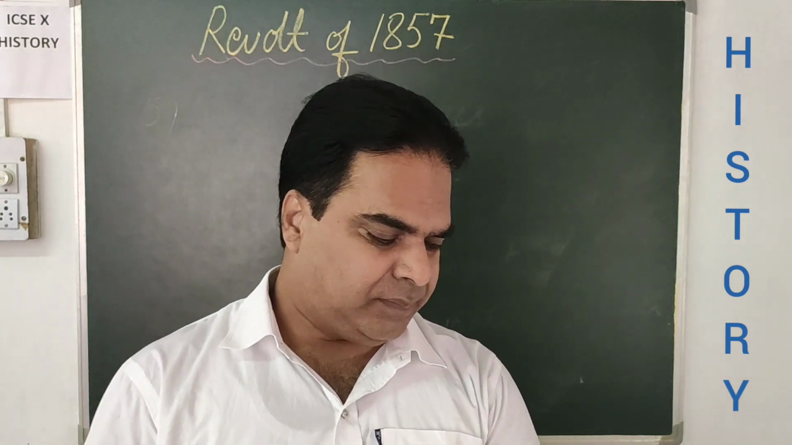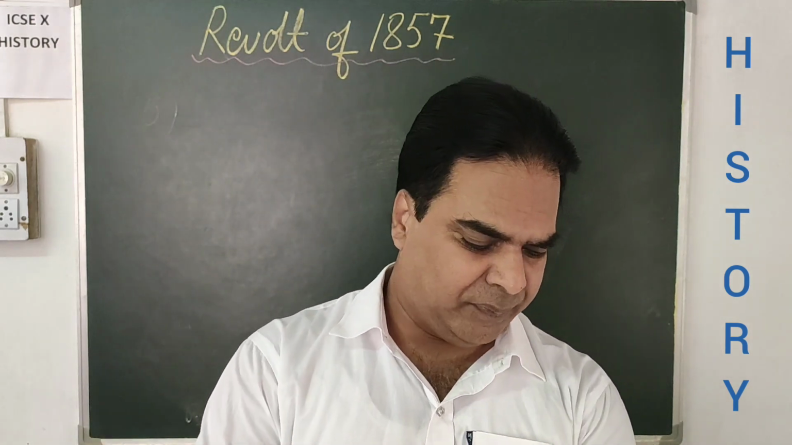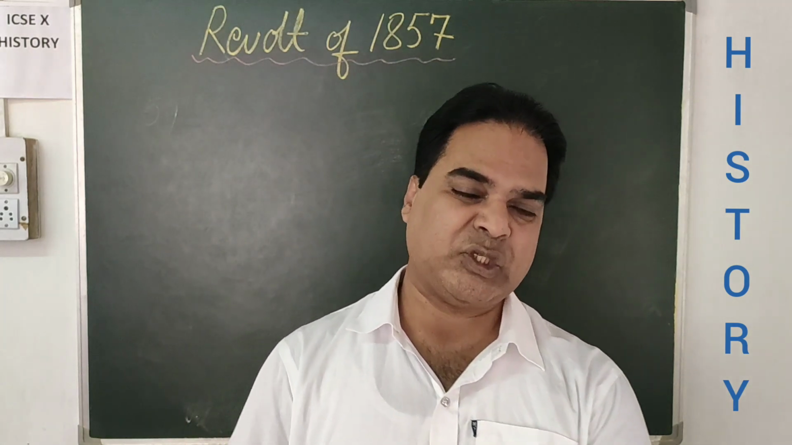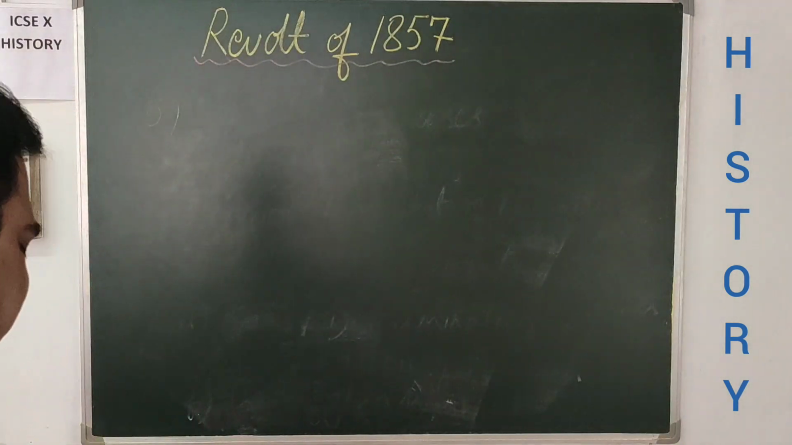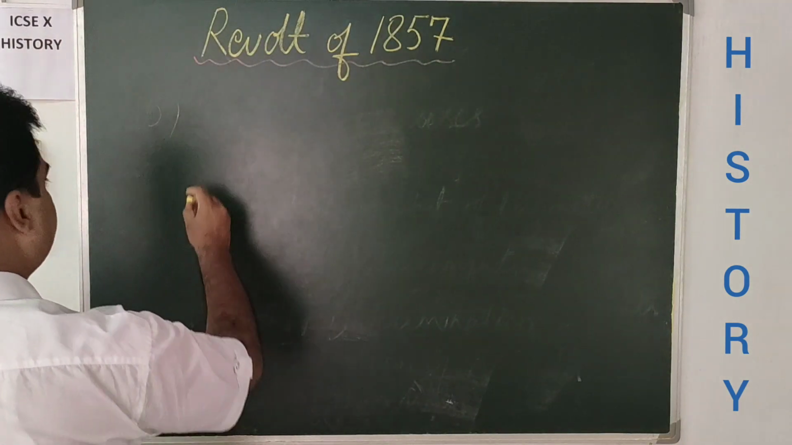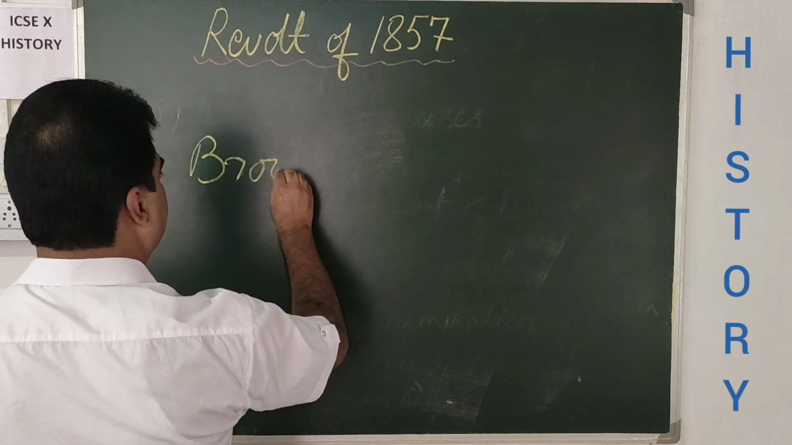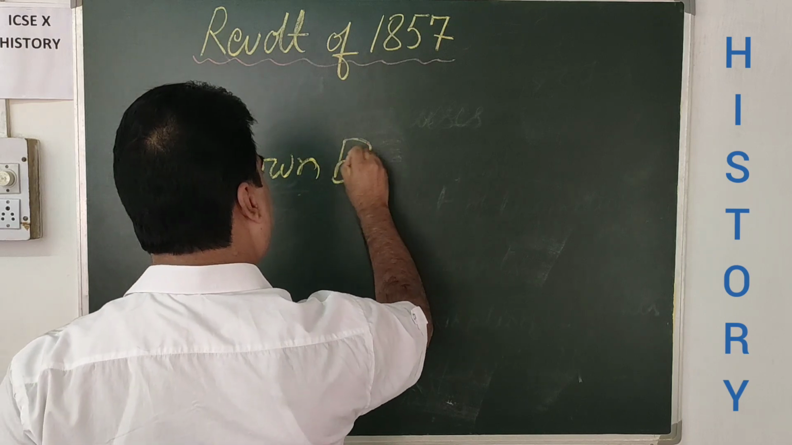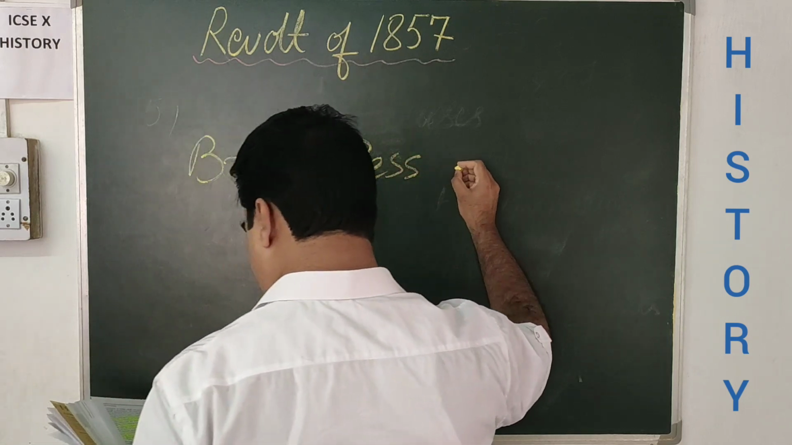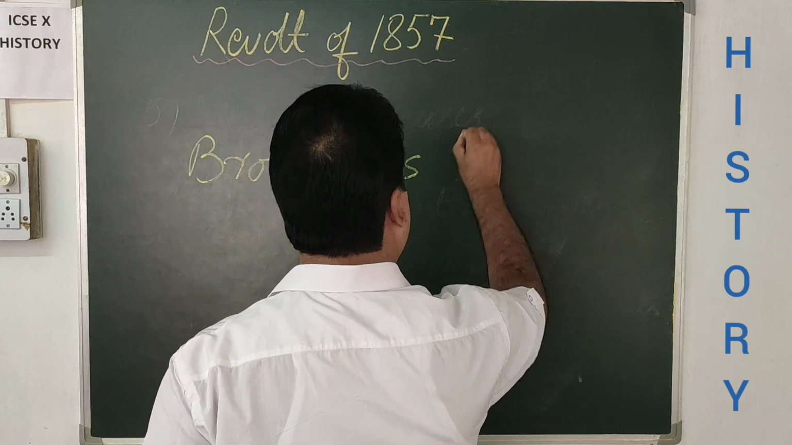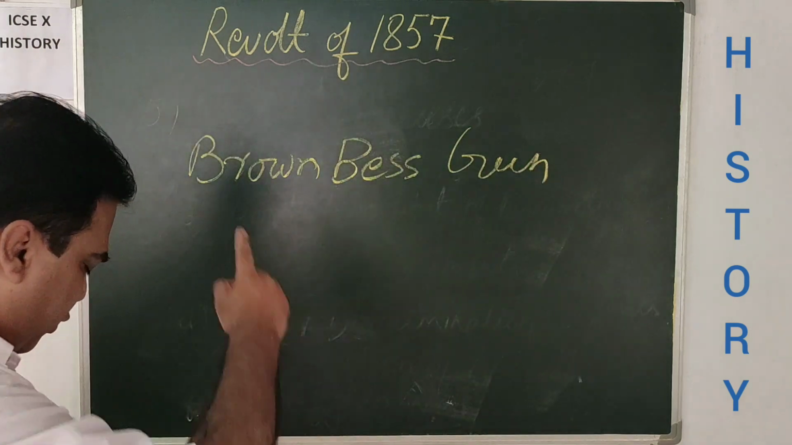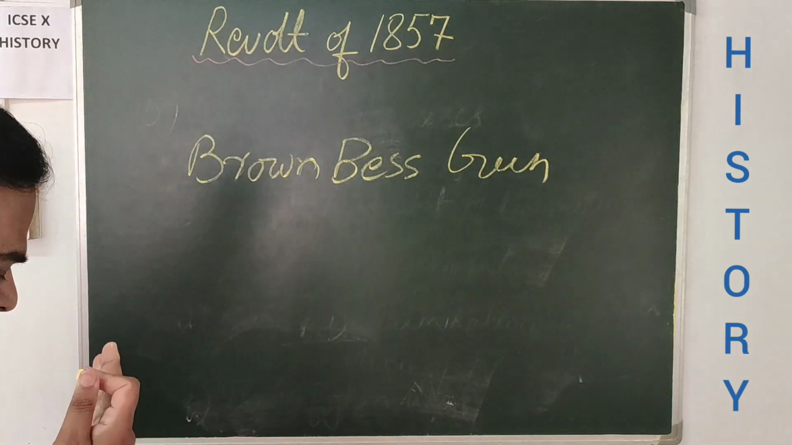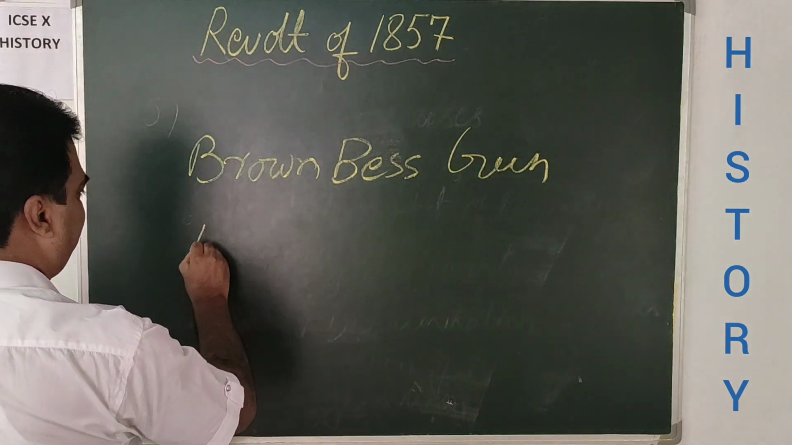Before the introduction of the Enfield rifle, the Enfield cartridge, they used to use Brown Bess guns. Let me tell you what that was. Brown Bess gun. This is the term, Brown Bess guns, and it was made of iron, and it was replaced by the Enfield cartridge.